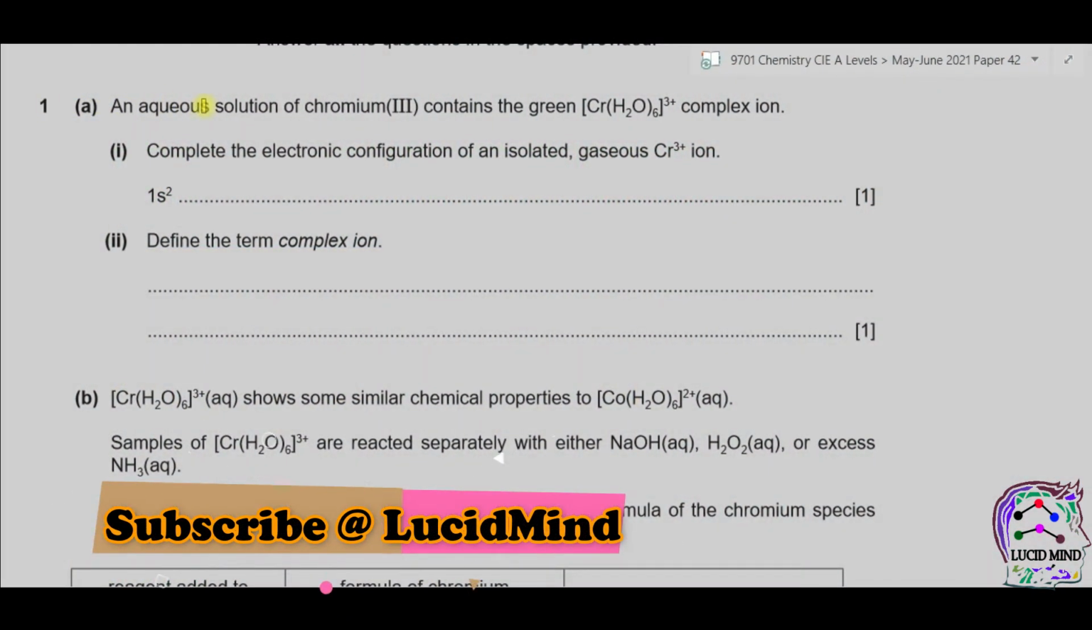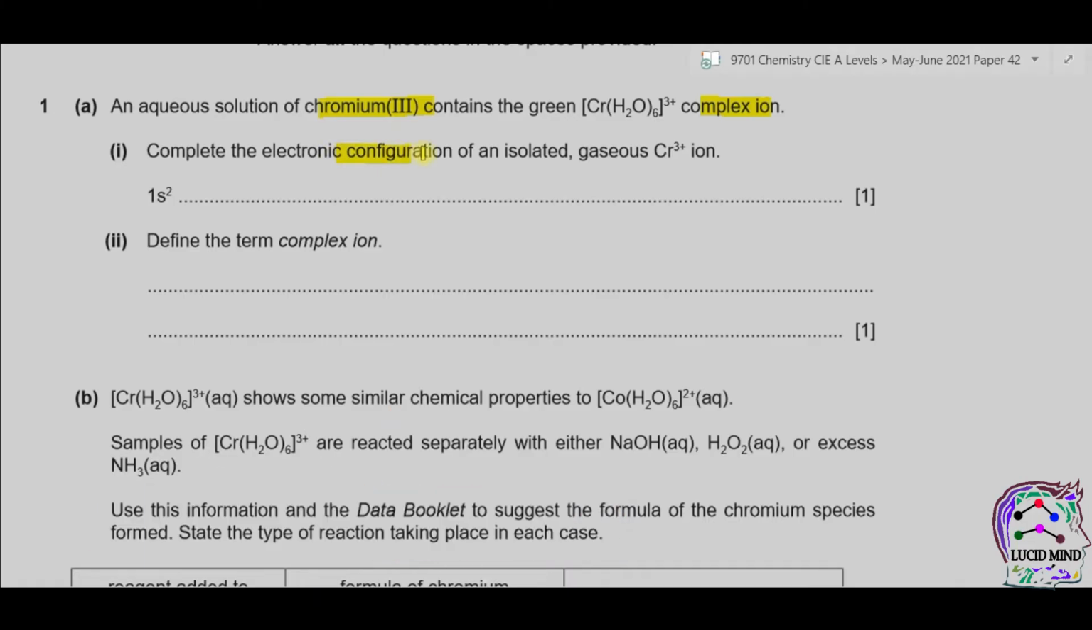Question 1, Part A. An aqueous solution of chromium-3 contains the green complex ion. Part 1. Complete the electronic configuration of an isolated gaseous chromium-3 positive ion.